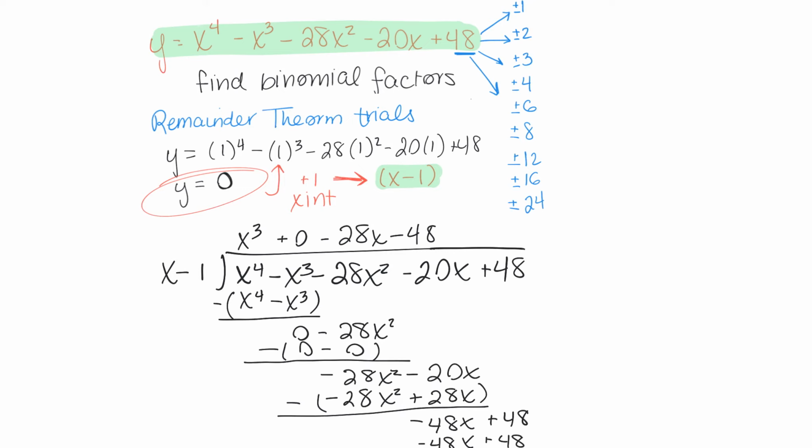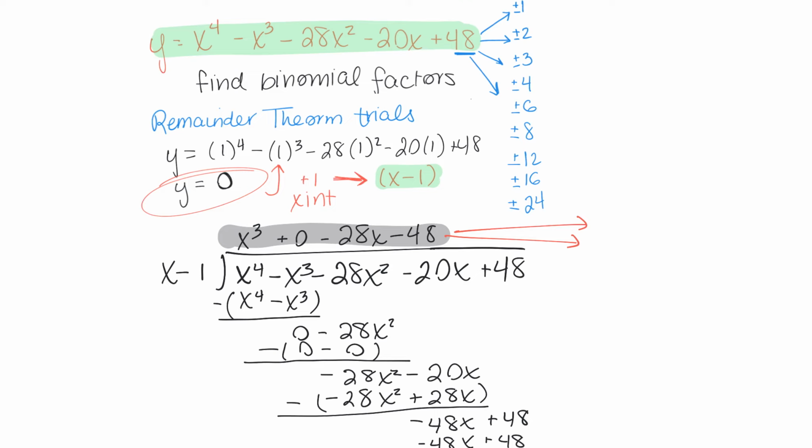Okay, so now that I'm done with that, here's my new polynomial that I found. And remember, I know I've already got one of my binomials. So I need to divide again. So I'm going to repeat my process of doing remainder theorem trials and ask myself again, what are factors of 48? Now, unfortunately, we still have 48 as a constant. But sometimes after you divide, your new constant is like 6, and it's really limited numbers to look for.